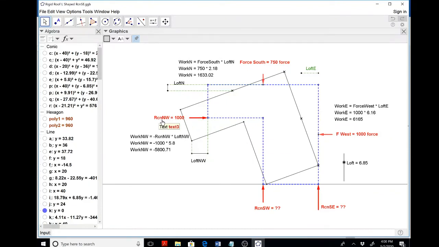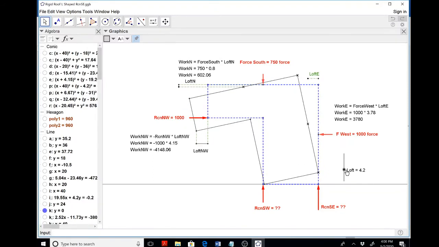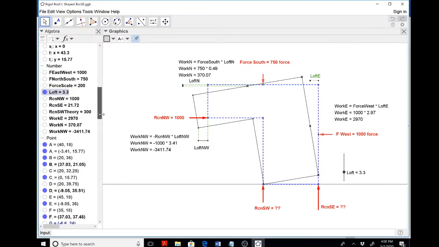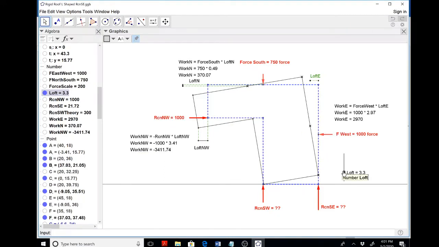The work of the known reaction here is negative. You could see that. It's this number here, super easy to find. And then the internal work of the southeast is just that force times the loft. So then we divide through by the loft, and we get the answer here, which is supposed to be 300 by theory.